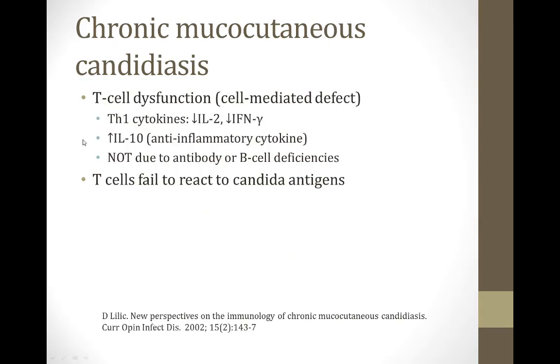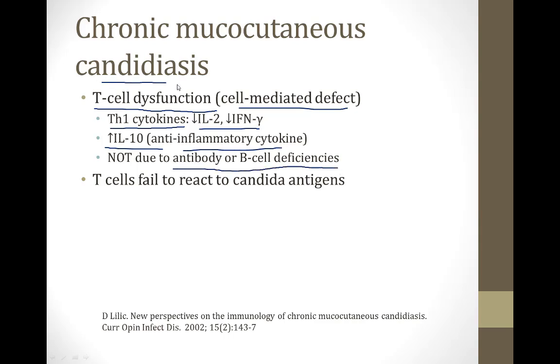This condition is not completely understood, but the best evidence suggests that it's a primary T cell problem, a cell-mediated immune defect. There's evidence that there's decrease in Th1 cytokines like IL-2 and interferon gamma. There's also evidence that there are high levels of IL-10, which is an anti-inflammatory cytokine. Of note, this is not due to antibody or B cell deficiencies. In most cases, it's a T cell problem. The T cells fail to react to candida antigens.